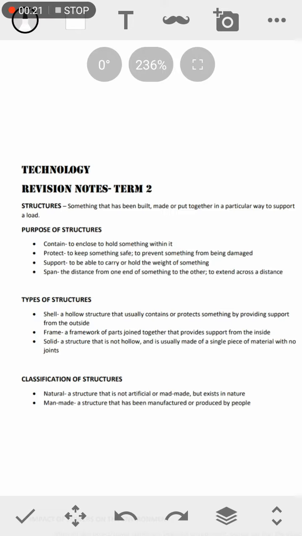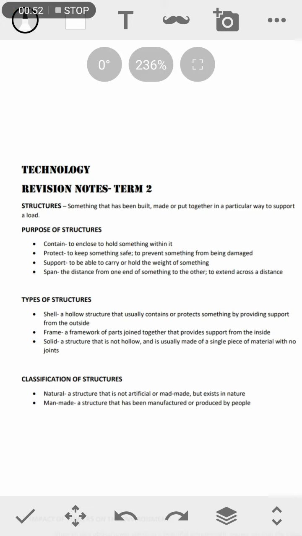Structures contain, protect, support and span. To contain means to enclose or to hold something within it. To protect means to keep something safe or to prevent something from being damaged. To support means to be able to carry or hold the weight of something. And to span means to extend across the distance from one end of something to the other.